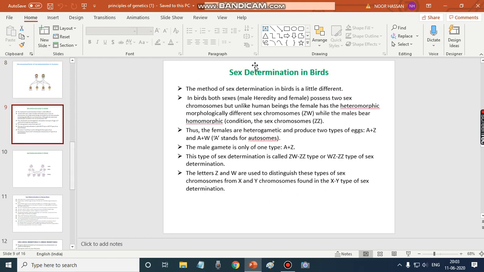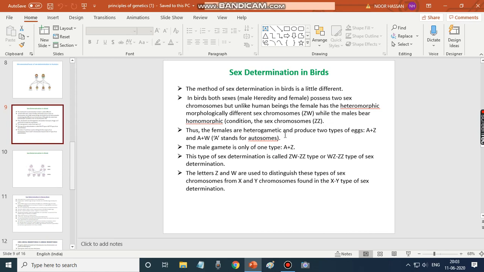And so this is sex determination in birds. This method of sex determination in birds is a little different, because in birds both sexes, male and female, possess two sex chromosomes, but unlike human beings, the female is heteromorphic or heterogametic, that is, having different sex chromosomes, ZW, while the male bears the sex chromosomes ZZ and is homogametic. So it is opposite of what is seen in human beings. Here females are heterogametic and males are homogametic.